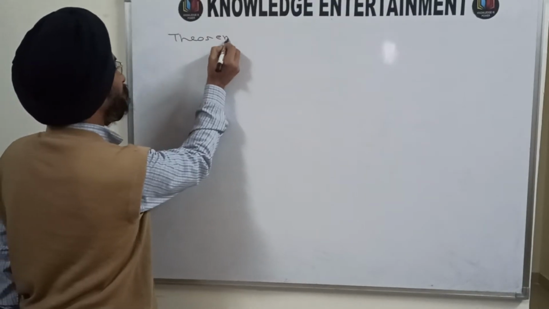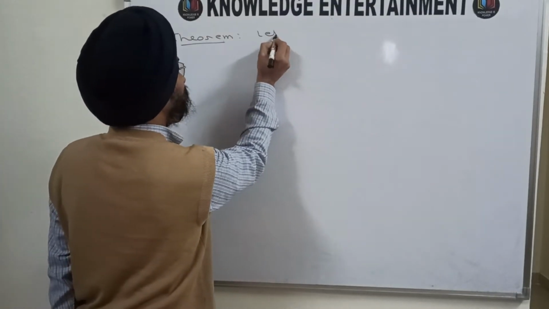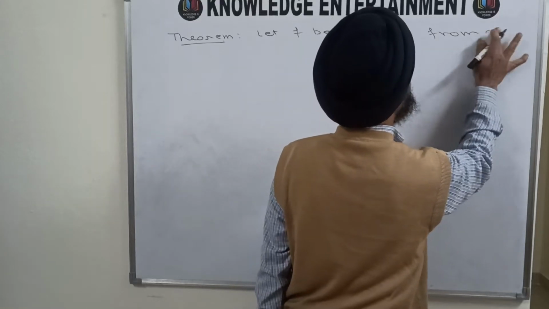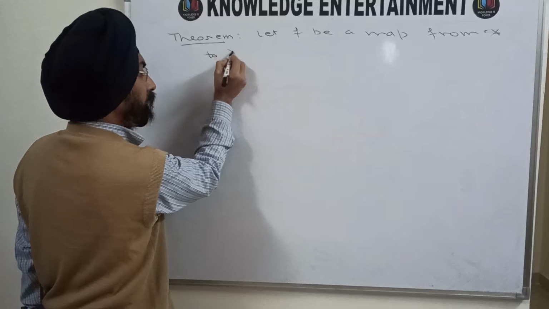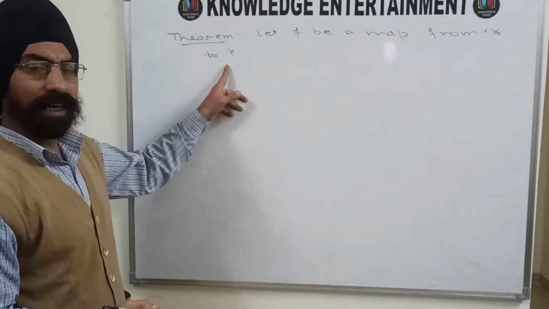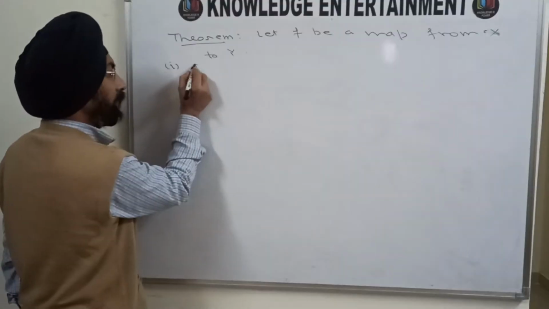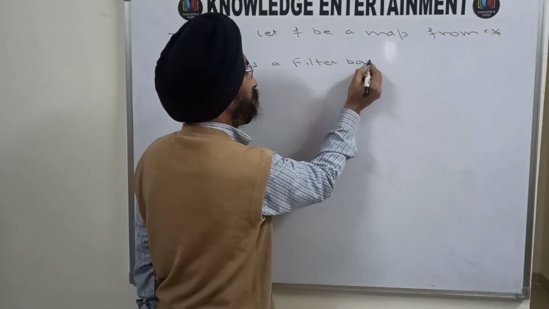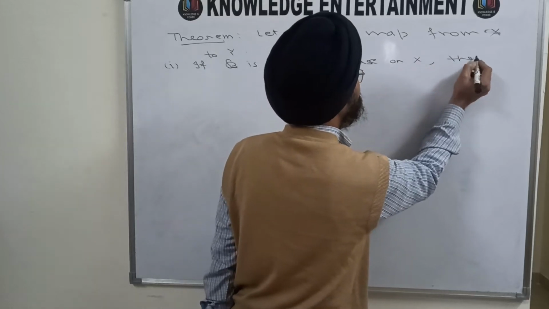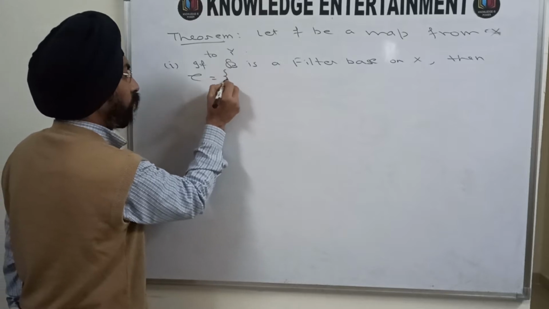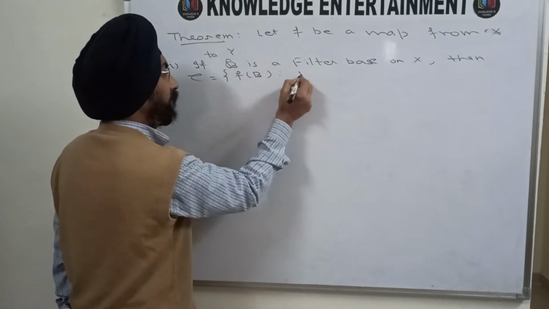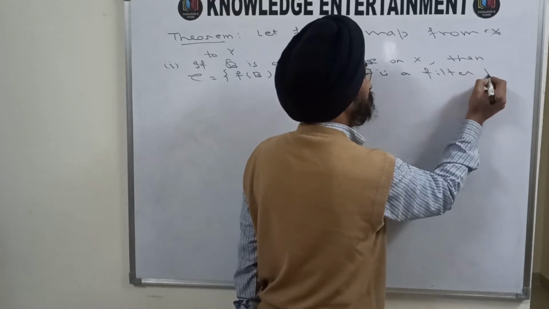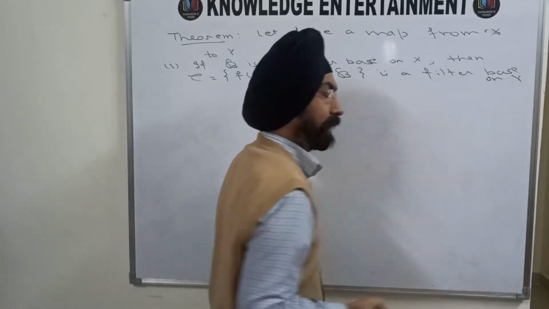The statement of the theorem says that let F be a map from a topological space X to another topological space Y, and there are two parts of this theorem. First part says that if B is a filter base on X, then the collection C of subsets F(B) of Y, where B is a member of the filter base B, is a filter base on Y. This is the first part of the theorem.